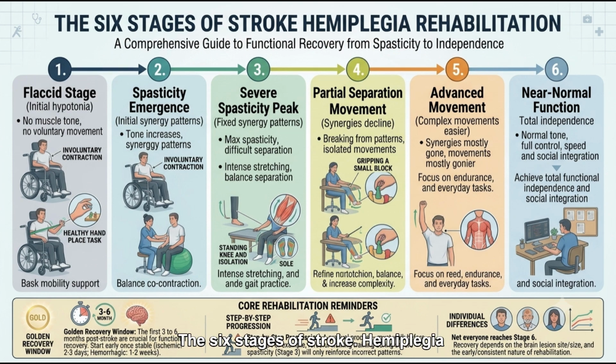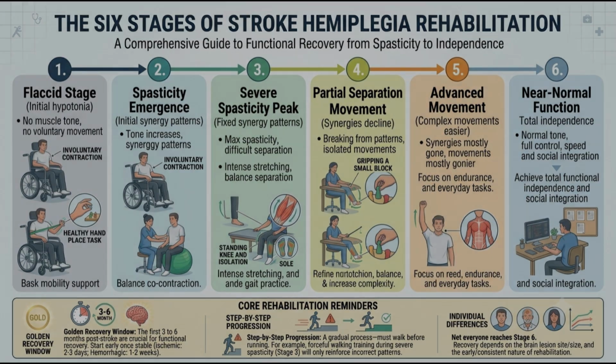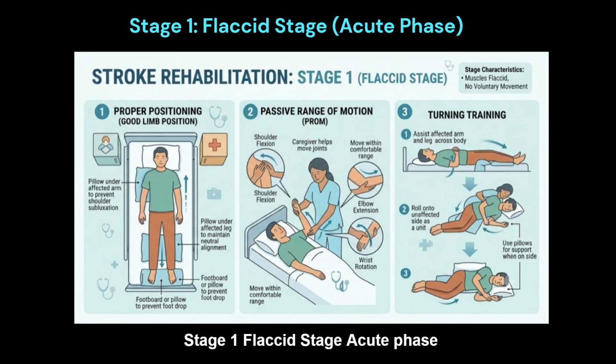The 6 stages of stroke hemiplegia rehabilitation. Stage 1. Flaccid stage, acute phase. Characteristics. There is no voluntary movement in the affected limbs. Muscles are flaccid, and reflexes are absent. The limbs feel limp like noodles.